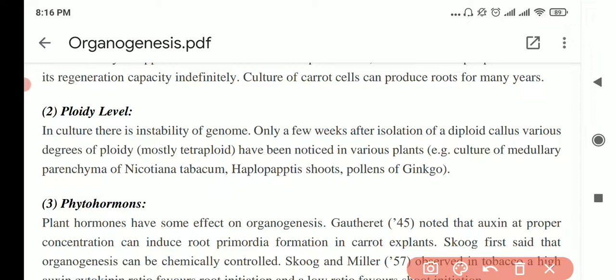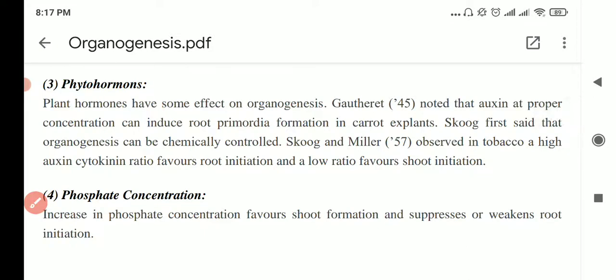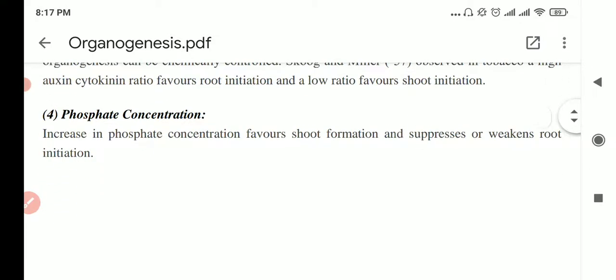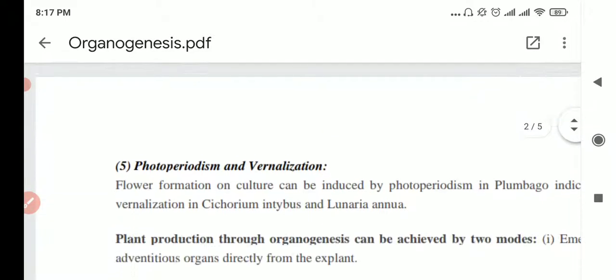Here, what they have written is that after organogenesis, different ploidy levels are noticed in various plants. Okay, means instead of being diploid or tetraploid, they have maybe a different set of cells. Then plant hormones also affect organogenesis. As I told you, if you add auxin, it will induce root formation. If you add cytokinin, it will induce shoot. Then another chemical, phosphate concentration, will favor shoot formation. Okay, so these are the factors.